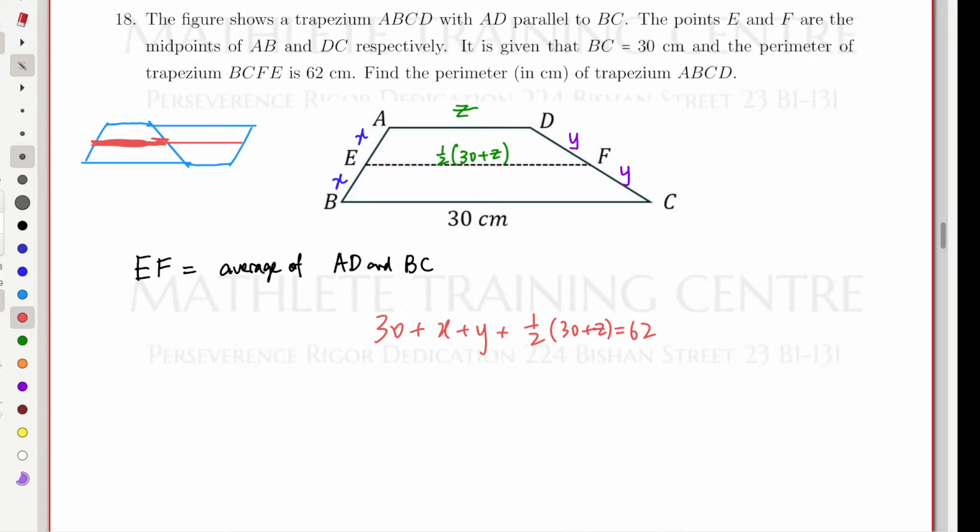Okay, one of you mentioned that's bottom times top. I'm not quite sure what you mean. Bottom times top. It should be the average, right? So it's 30 plus Z divided by 2, right? It looks correct to me.